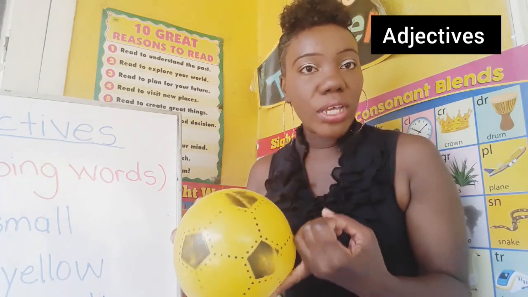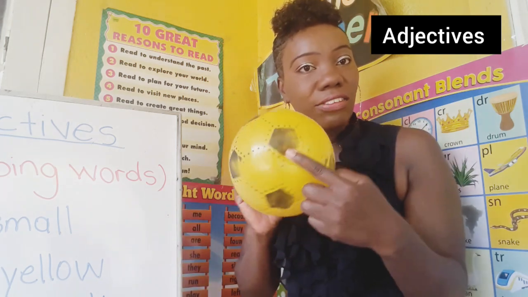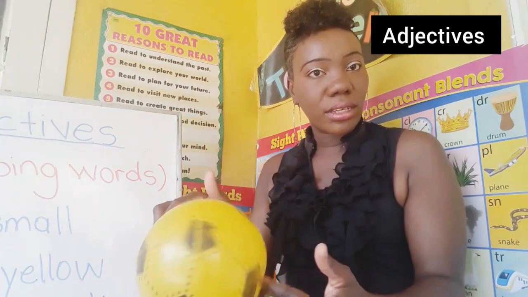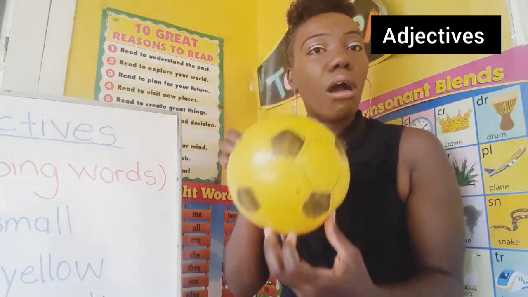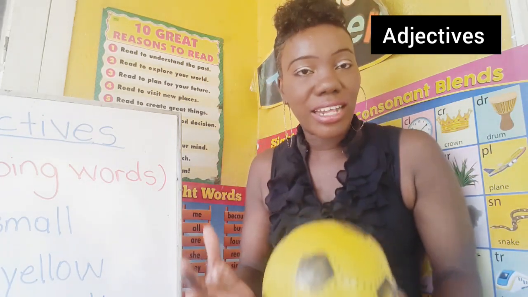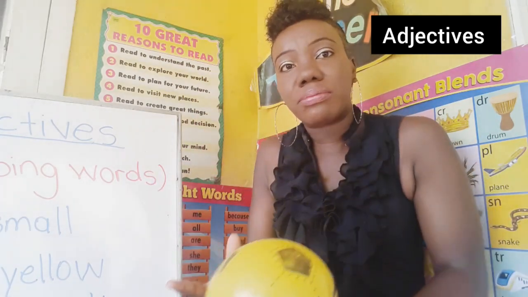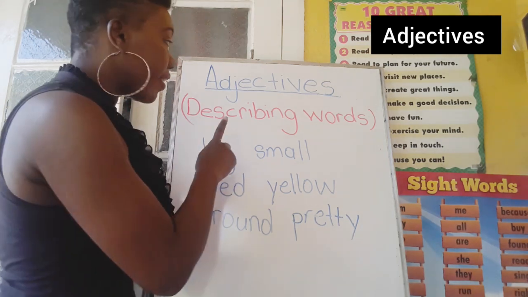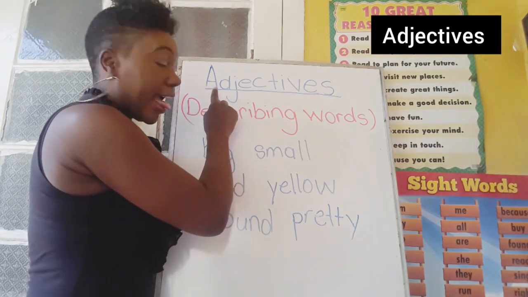So yellow is an adjective, it tells you the color. Black is an adjective, it tells you the color. And the shape, it is round. So that's an adjective. It is telling you how the ball looks. So it is describing. So that's another word to tell you how something looks. It describes. So here I have the word adjectives.